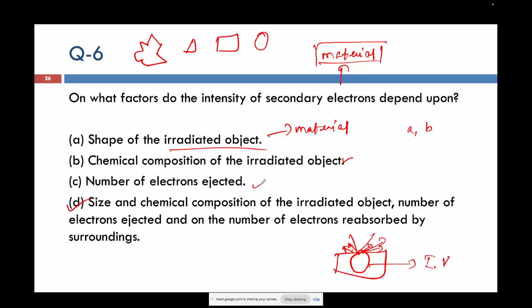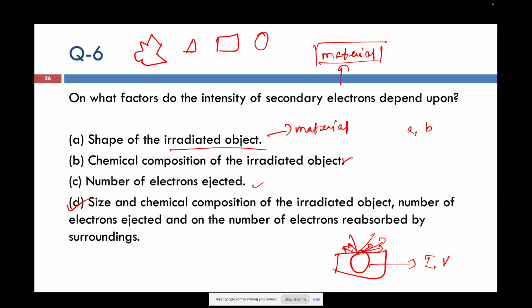That means size and chemical composition of the irradiated object. If the size of the irradiated object is thin, then that will give me some different contrast. If my object is thick, that will also give me a different contrast, because based on the size, my interaction volume will change, and then the information that I will get from the surface and beneath the surface features will also change.